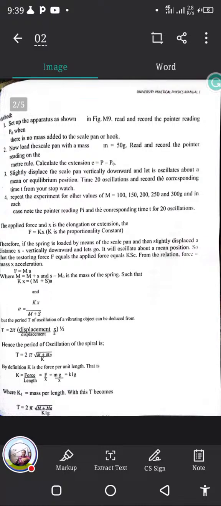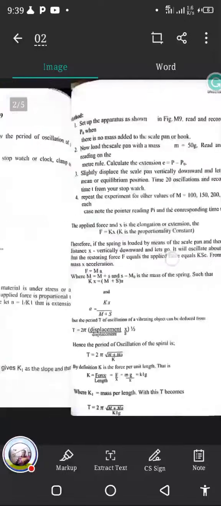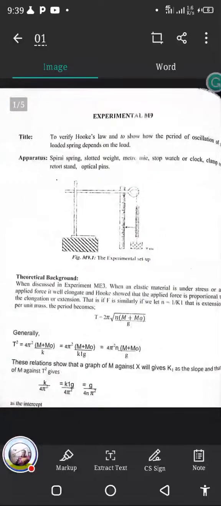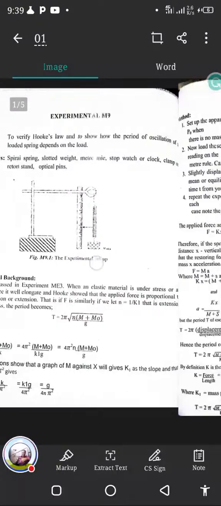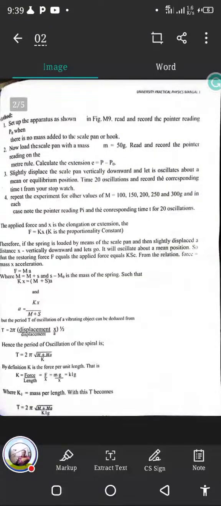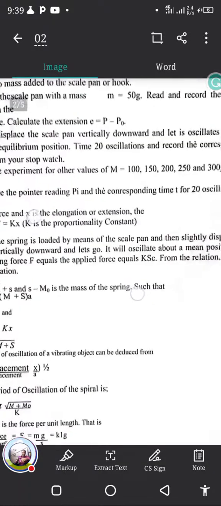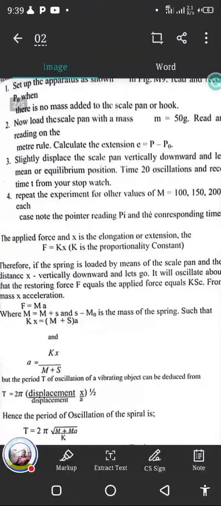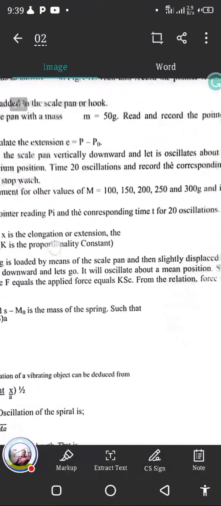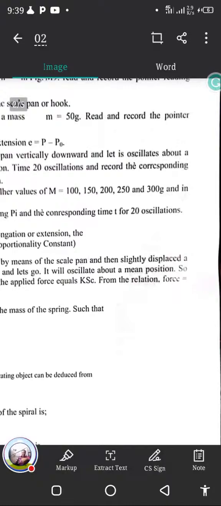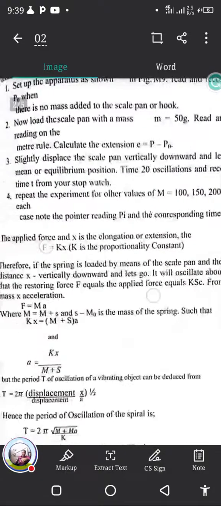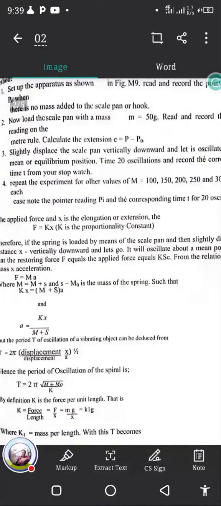You do the Hooke's law verification. Go back again to the title, or they call it title, but it's supposed to be the aim. You are going to do the Hooke's law verification, and also you are going to look at the oscillation of that very loaded spring. So if you look at stage 3, or method 3, it says slightly displace the scale pan vertically downward and let it oscillate about a mean or equilibrium position.